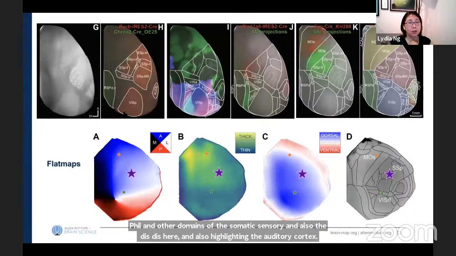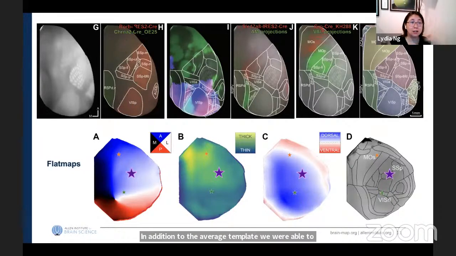In addition to the average template, we were able to project Cre line data to the surface. And here we are able to integrate connectivity data. The different colors here are different visual injections into the primary visual cortex. They're all integrated and color-coded to help us look at the way that the visual field is projected into secondary visual areas. With all of this information, our anatomy team were then able to determine very precise boundaries in the cortex.